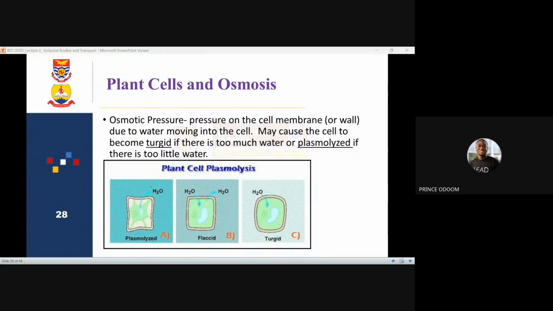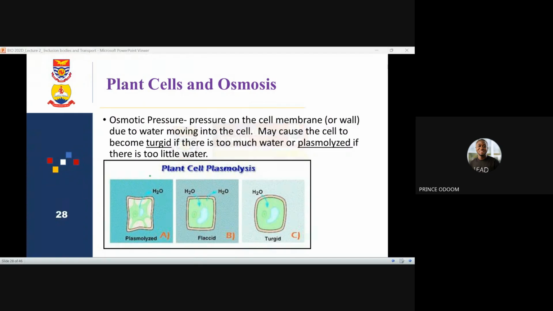Are we getting it? So then we call that condition as what? As plasmolyzed. Are we getting it? So we say that it is what? Plasmolyzed. So when you put the plant cell into a hypertonic solution, it means that the protoplasm is going to lose water to the outside. And once it loses a lot of water, the protoplasm will shrink away from the cell wall. And when that happens, we say that the plant has been what? Plasmolyzed. Are we getting it?